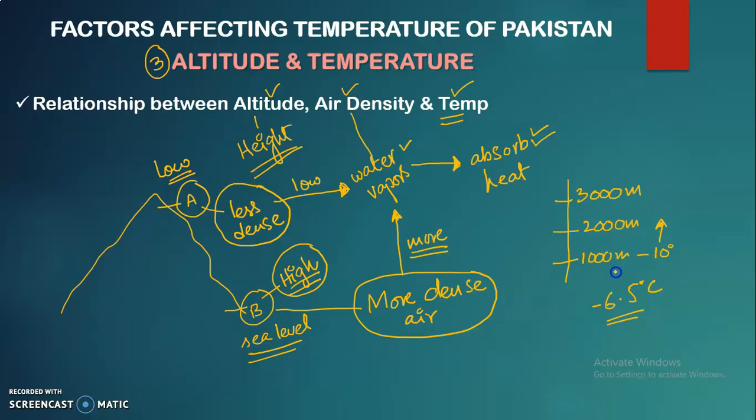6.5 degrees in 10 degrees. That would be the lowest temperature recorded over here on the highest altitude. So as you move to a higher place, on more altitude, the temperature would be less, and the reason is the air density. Now that is the third factor we have over here, the altitude and temperature, which is the reason behind the variation of the temperature of Pakistan.